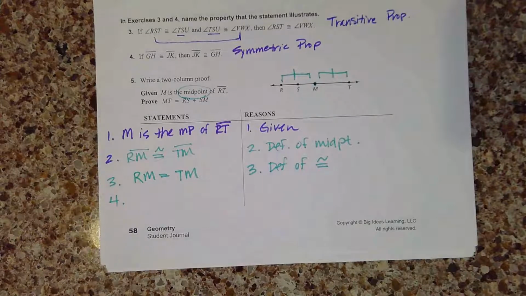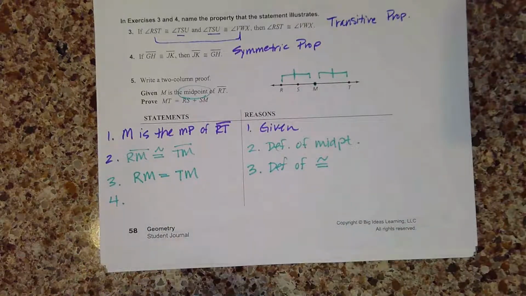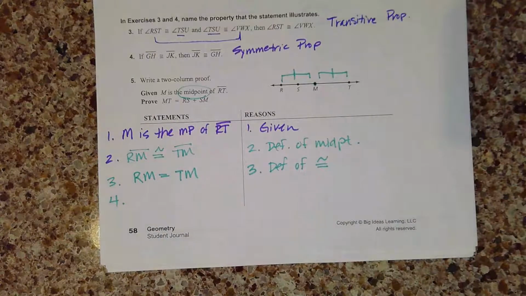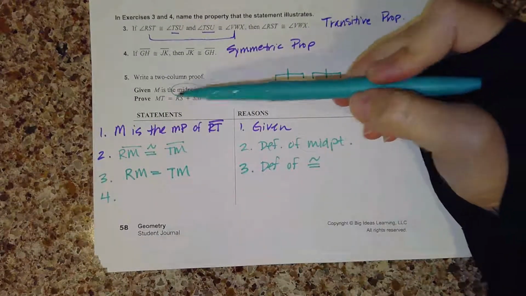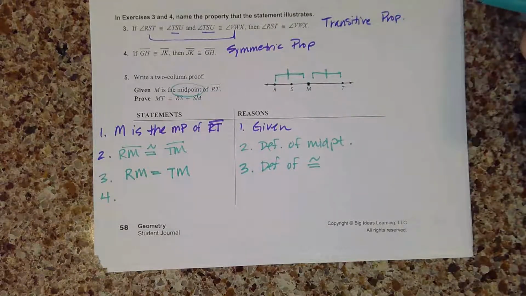Okay. We need to be able to get to something like this: MT is equal to RS plus SM. So we need to do something like making an equation with a couple of things. That's called the segment addition postulate. Anytime you're trying to add two things together to equal a third thing, it's going to be the segment addition postulate, or if it was angles, it'd be the angle addition postulate.